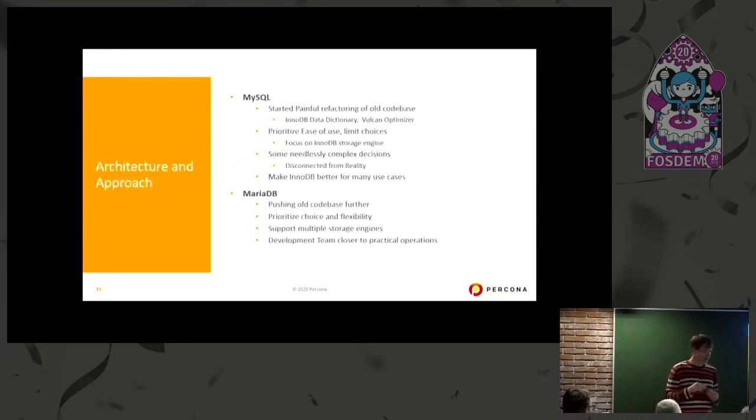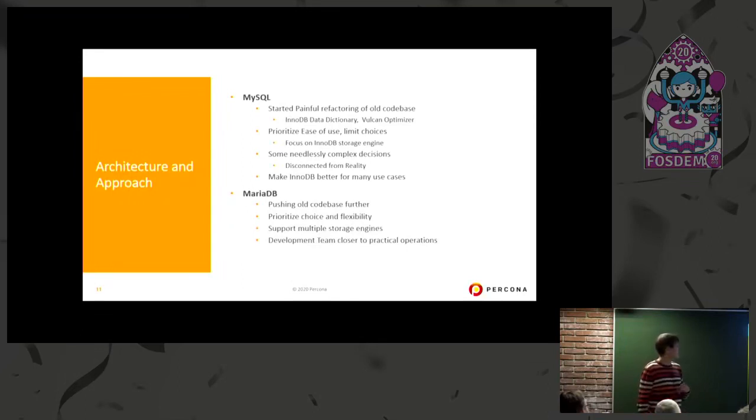Okay. In terms of architecture, I think MySQL started with a very painful refactoring of the old architecture, which is tough. Those were very tough days for MySQL when we had to bite the bullet and change the data dictionary, for example. But it's not really as stable or mature yet. It actually sucks in places. But I think over the long term that would allow us to solve a lot of problems.